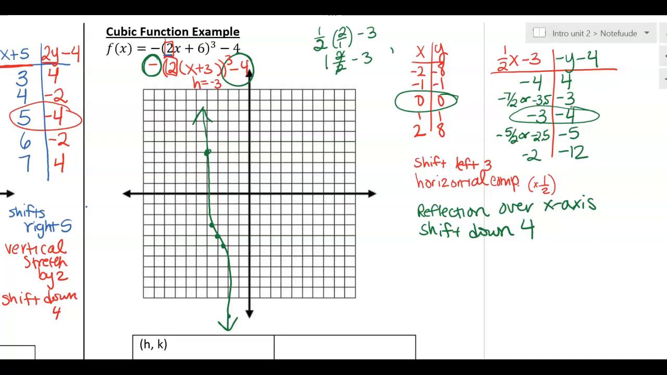Okay? All right, so go ahead. For the last few minutes of class, you guys are going to fill in the characteristics. Don't worry about the intercepts. We're going to work on that tomorrow.